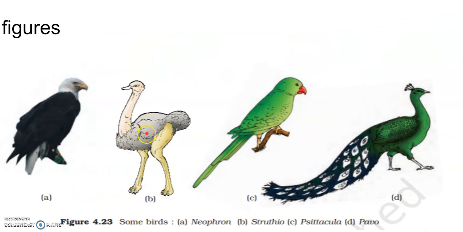What is this one? Identify this one. Struthio. What is the common name? Ostrich. What is the common name? Vulture. What is the common name? Parrot, Psittacula, sitting on the branches. And this is Pavo cristatus, our national bird, Pavo.